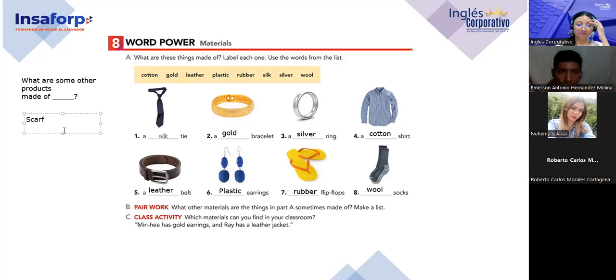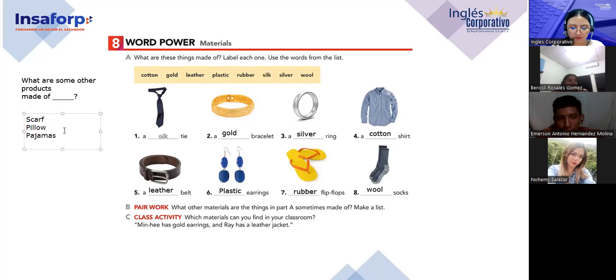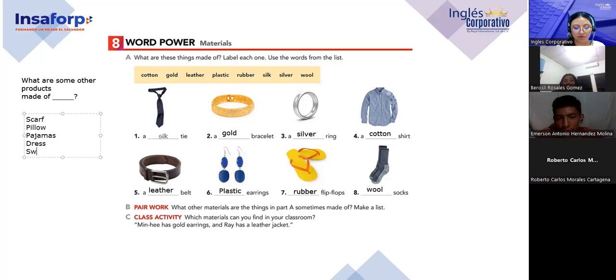Seda. Es un material muy suave y muy caro. It's very expensive. ¿Sí? Seda. A pillow. Great example. Una almohada. A pillow. Pajamas. Yes, right. Pajamas, of course. The dress. A dress? Yes, of course. We can have dresses. Like sweater. Yes, of course, a sweater. What else? Cups. Okay, that's it. Very good examples.